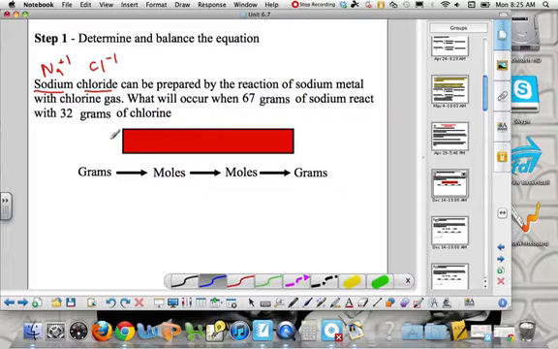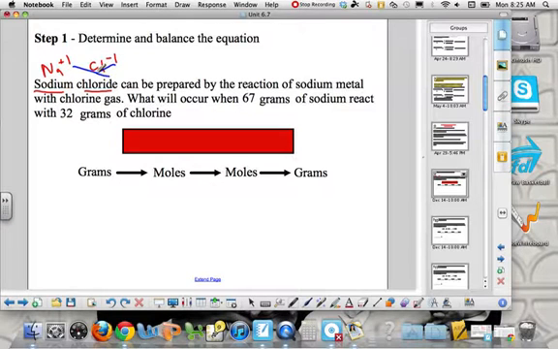And we need to crisscross those charges to figure out our formula. So this gets the 1, this gets a 1, and when both things get a 1, well then I just have one of each of them, NaCl. Now it says can be prepared by the reaction. So this is actually going to be on my product side because this is what I'm making. I'm making this sodium chloride. That's going to go on my right side here.